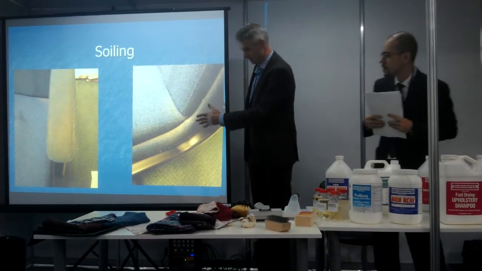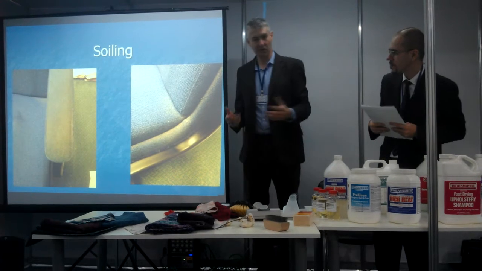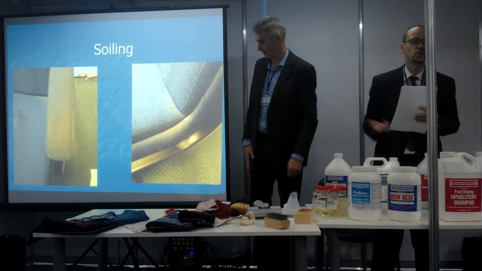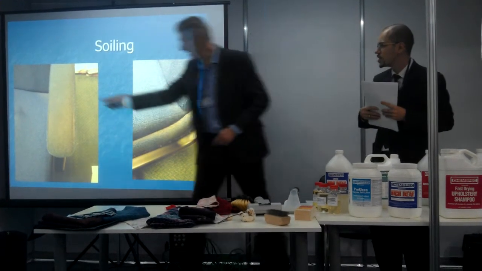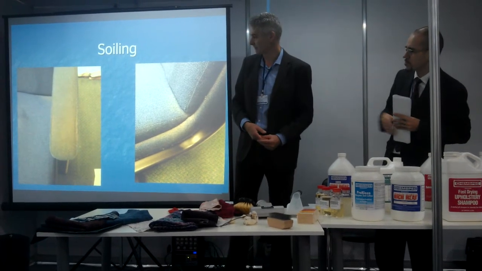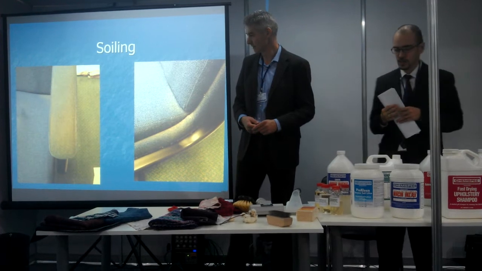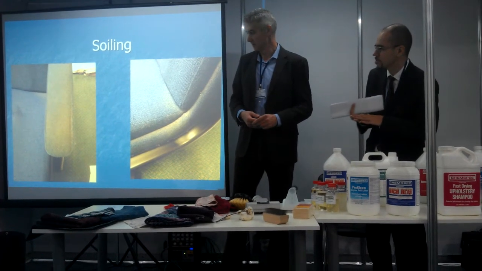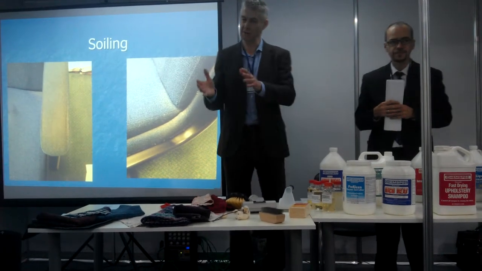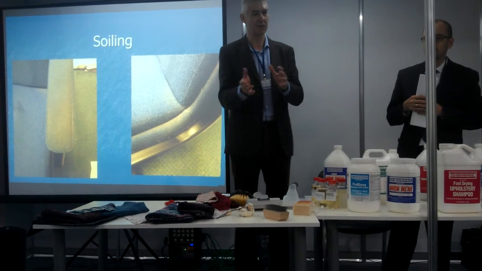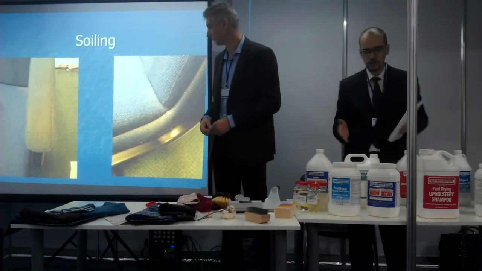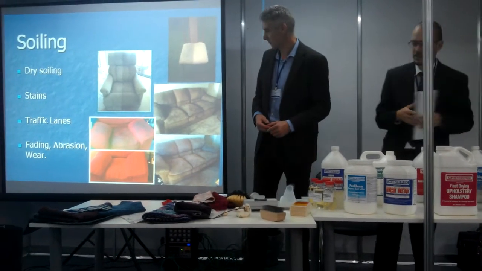And you can see from this quick picture that most of the soil is dry soil. But we also have, on the arms here, grease from hands. So the kind of products that we use for cleaning upholstery are going to be different to the products for carpet, because the soil is different.